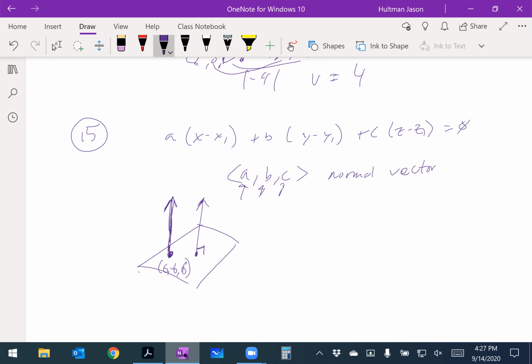Okay. And so what are A, B, and C in this case? Well, the normal vector is -1, 2, and 5. And so what's the equation of this line? Now we know what the vector is. We're going to call it vector v in our line. This line goes through a point P naught, 6, -6, 6, and has vector v of -1, 2, and 5.